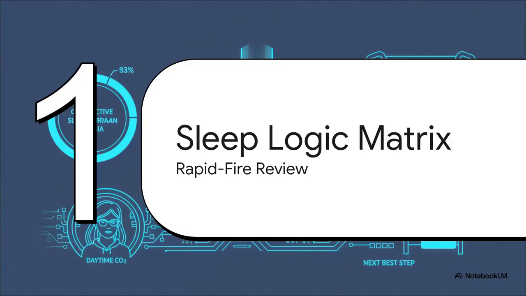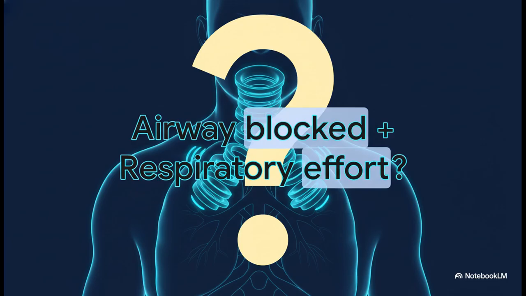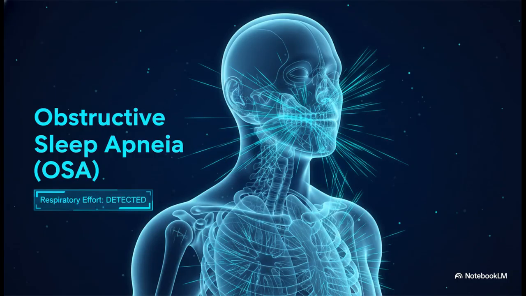Okay, we've covered the biggest traps. Now let's lock these facts in with a rapid-fire review. We're going to make sure this is all sealed in for exam day. Ready? First one, you see evidence of a blocked airway, but that chest is still moving, it's still trying to breathe. What is it? That is classic OSA, obstructive sleep apnea. The effort is always the key.